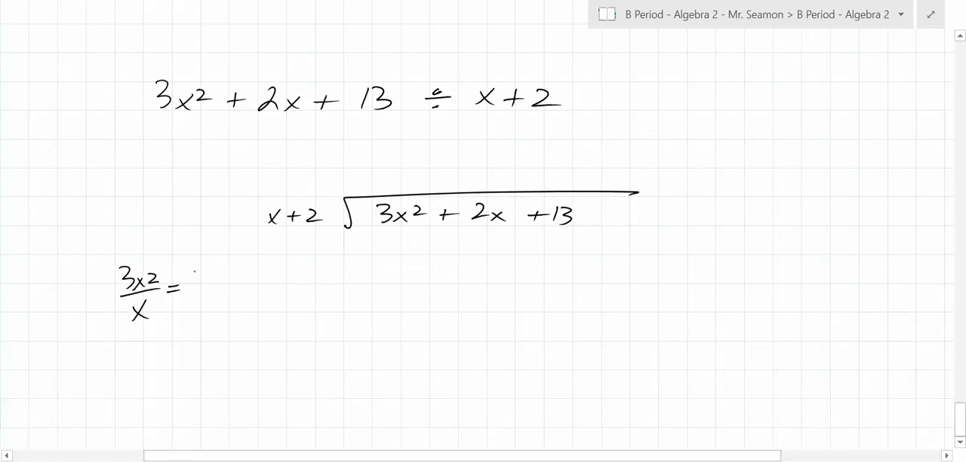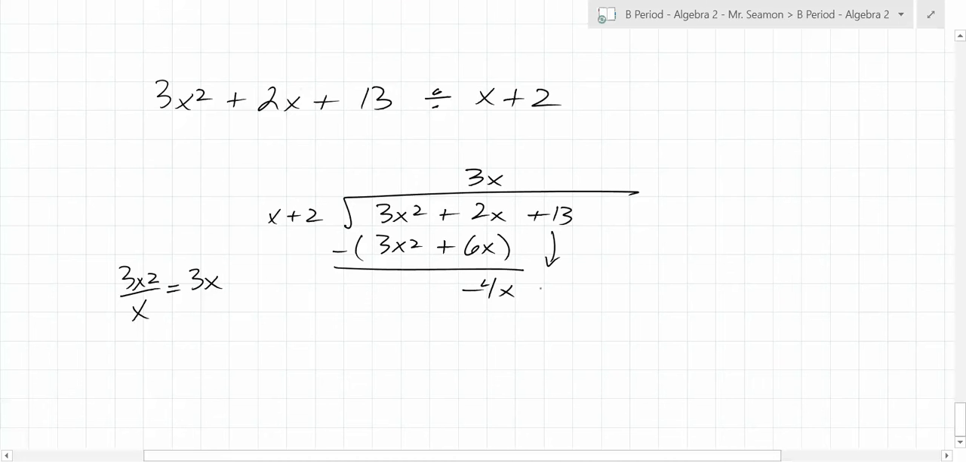Isn't it just 3x? Yes, exactly. Perfect. So someone tell me, what one word do we do next? Multiply. 3x squared plus 6x. Rachel. Sorry, I'm talking. I know you're talking. You subtract. What are you left with when you subtract now? Negative 4x. What do you drop down? Plus 17. What's the leading term now? Negative 4x. Over x is going to be? Negative 4. So you have minus 4.